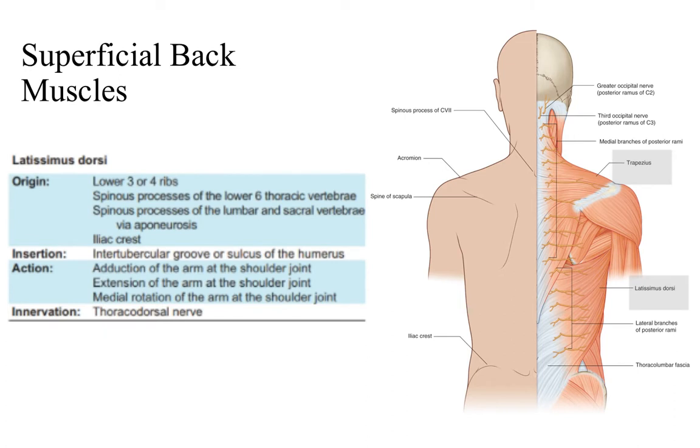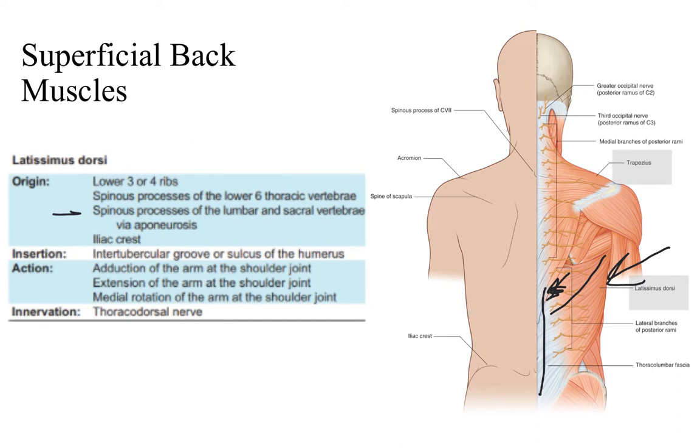The latissimus dorsi is just inferior to the trapezius. You can see it's kind of tucked behind the trapezius right here. Its origin is over here on the spinous processes of the last few thoracic vertebrae, as well as down through the lumbar and sacral vertebrae. And then it goes out to the humerus on the anterior side. Its action is to adduct the humerus, so it's going to pull our arm back towards the midline of the body.